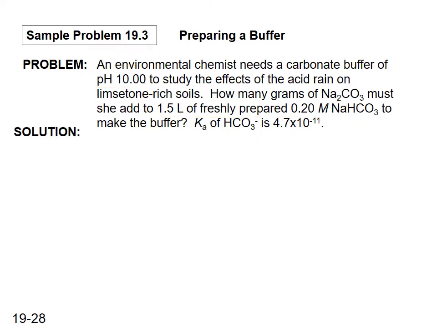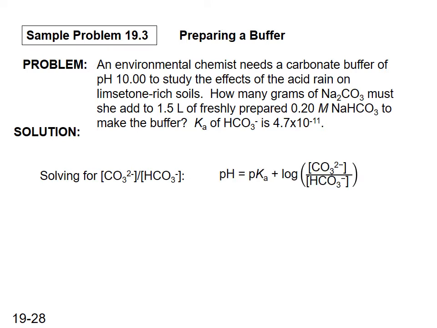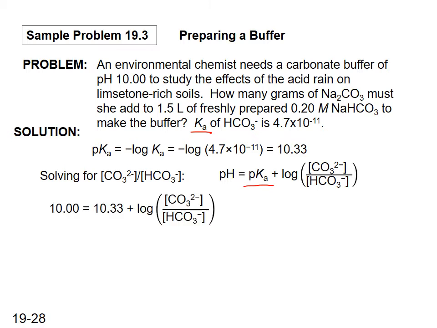So let's first calculate the ratio of base over acid. Here is the equation again, and we know the pH. We need the pKa. We know Ka, so Ka needs to be converted to pKa, negative log Ka, and that gives you 10.33. Okay, so plug in everything. This is the pH, this is the pKa, so the ratio can be calculated. The ratio is 0.47, and then the acid is given, so we can solve.